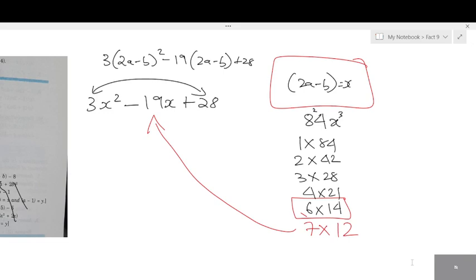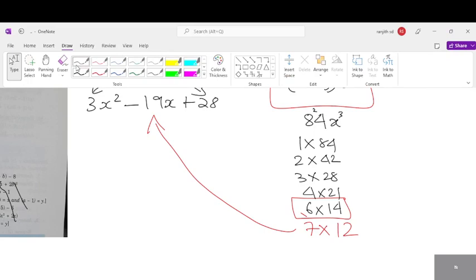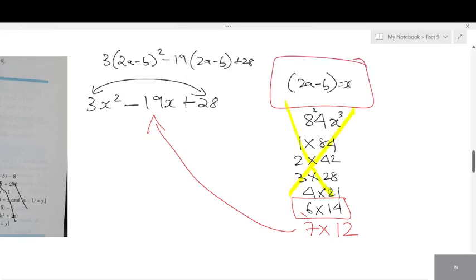Tomorrow at 7:15 I'll solve this. 7:15, as soon as you log in, I'll solve. Completed. I will make a note. See, ignore all this. 7 into 12. We just need 7 into 12. Just ignore all this part. Take 7 and 12.